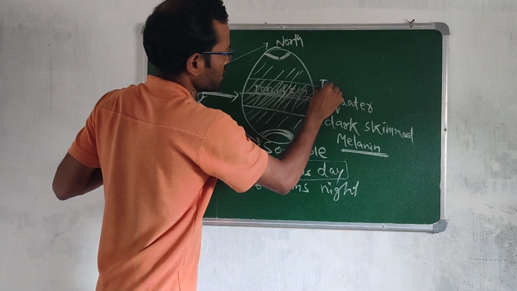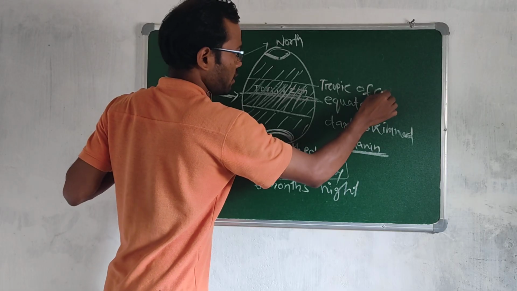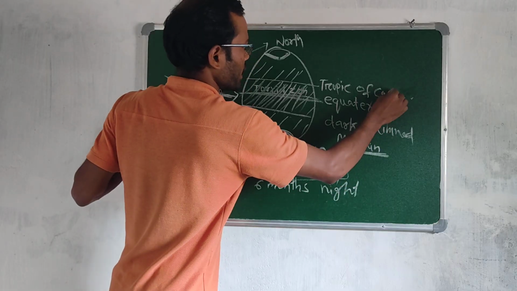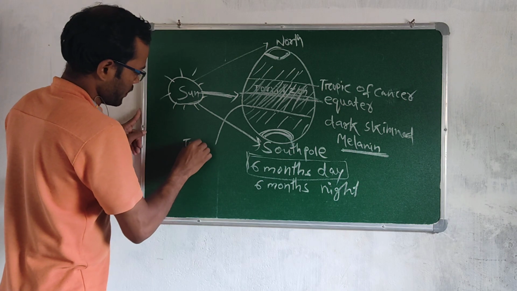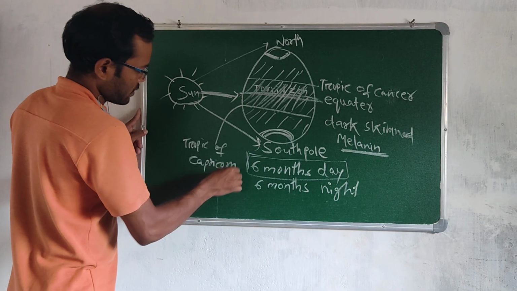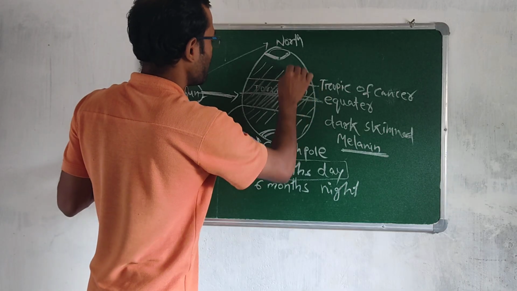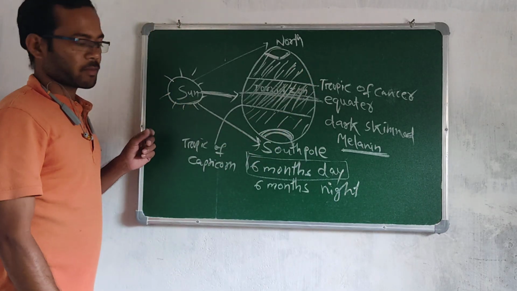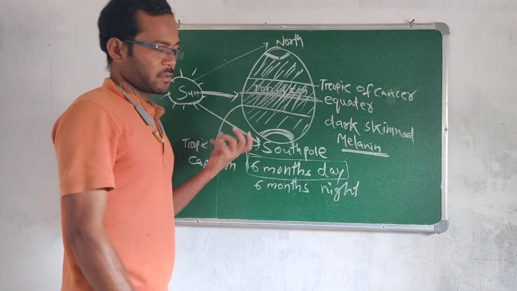And the people who are living in this region, like this line is the Tropic of Cancer, and this line is the Tropic of Capricorn. So the area above the Tropic of Cancer and the polar region, these people are white skinned people due to the less secretion of melanin pigment. Okay, so this is all for today, guys.